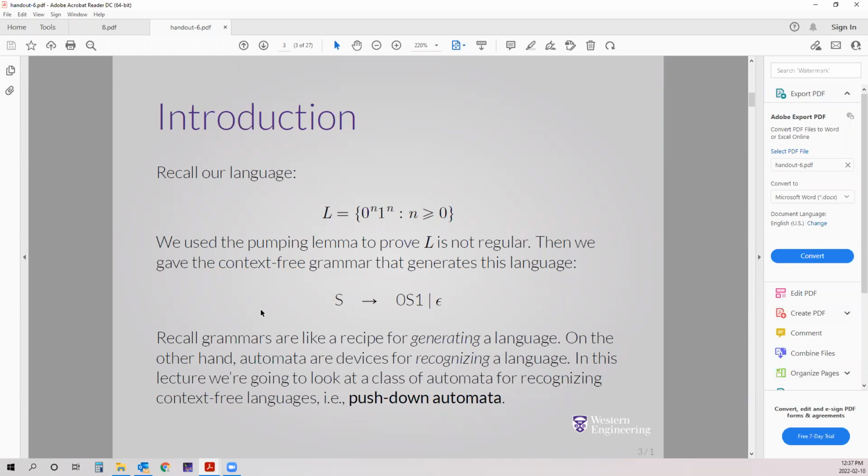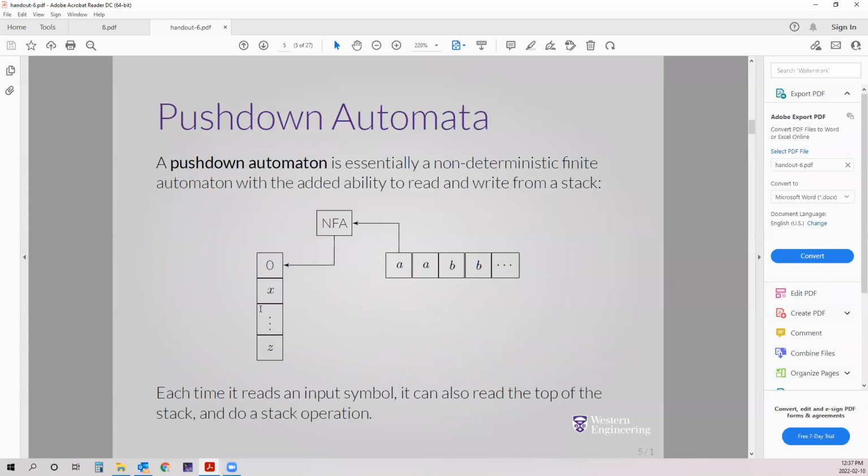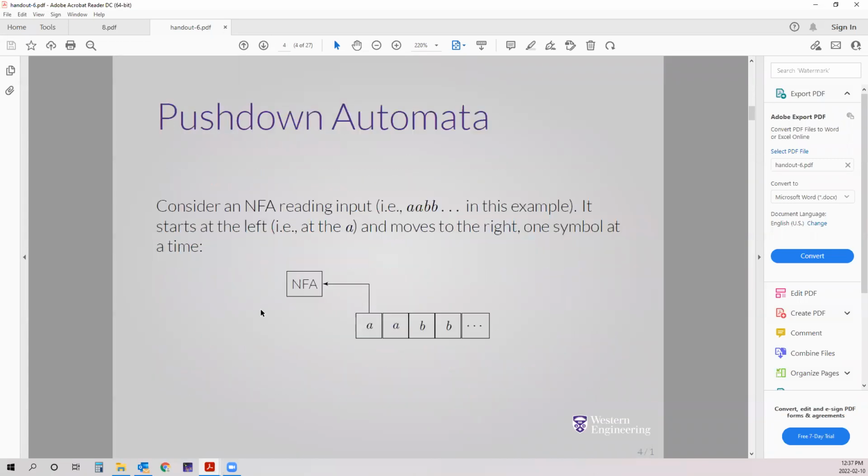On the other hand, automata are devices for recognizing languages. In this lecture, we are going to look at the class of automata for recognizing context-free languages, and we call it push-down automata. There are many other models, but in this course, we will study the push-down automata. So, what is the push-down automata?